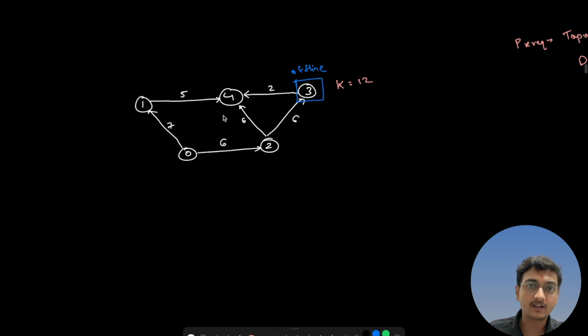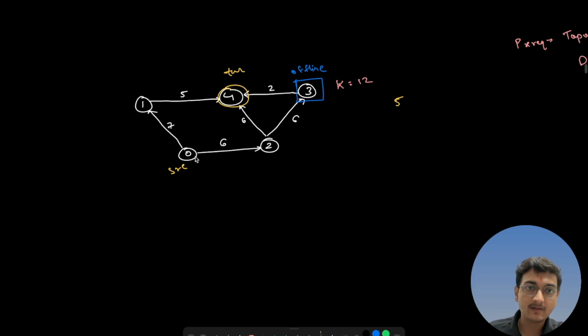So let's see what that means. What is the path from 0 to n minus 1? There are 1, 2, 3, 4, 5 nodes, so n minus 1 will be 4. This is our target node and this is our source node. And we have to find a path from source to target. So, okay, let's try to find all paths.